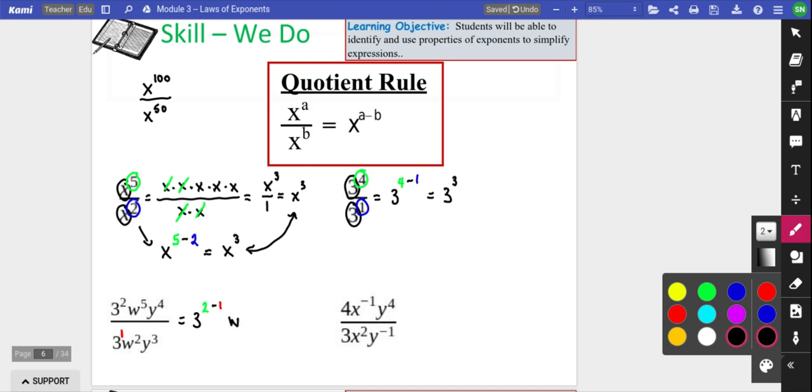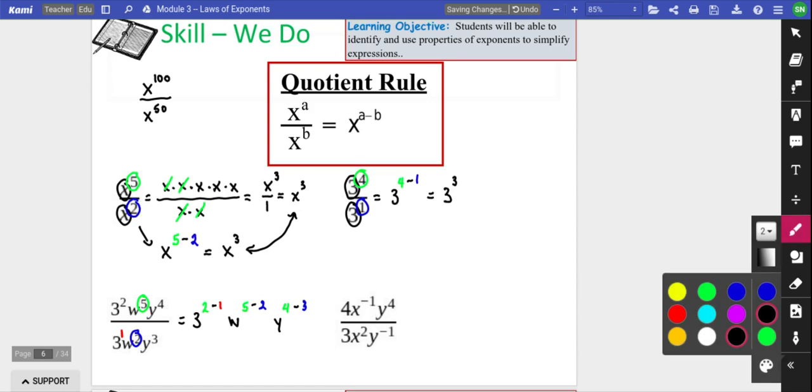I have a w. The exponent at the top is 5. The exponent at the bottom is 2. And of course, I will be subtracting them because you're using the quotient rule. And same thing with the y. We have y to the 4 minus the exponent on the y at the bottom, which is a 3.